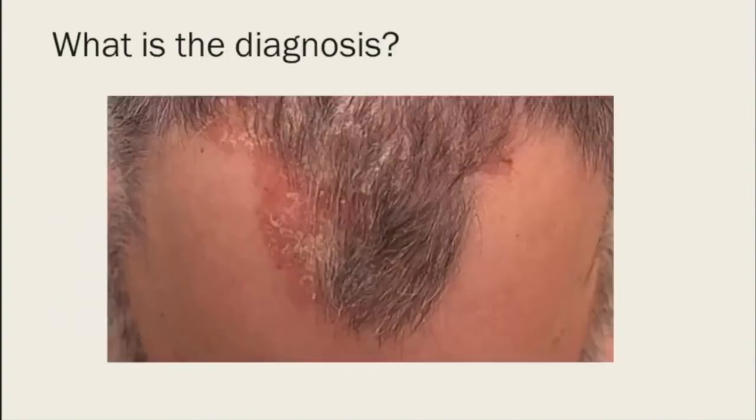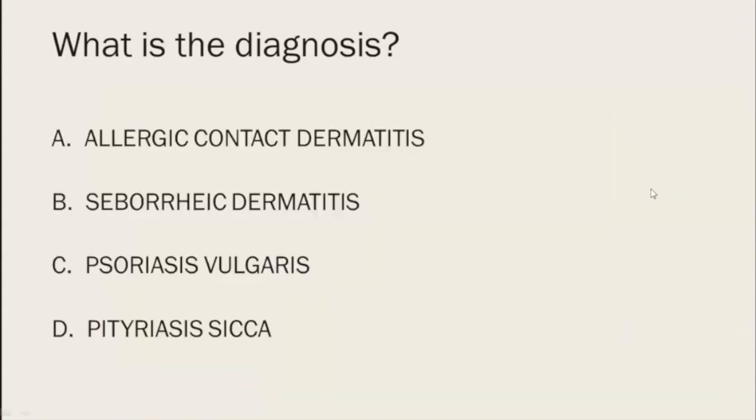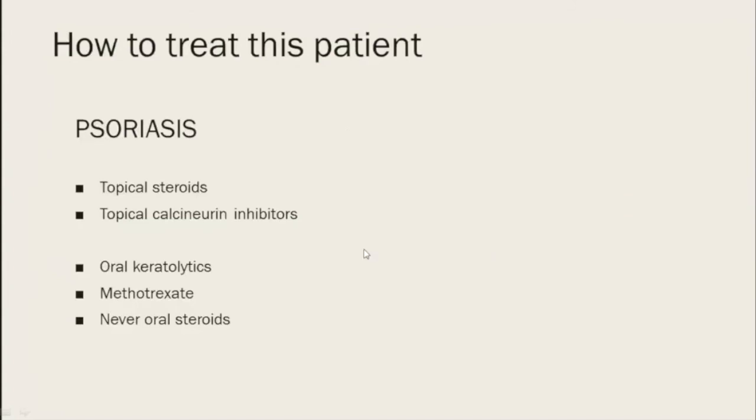Okay. Ito naman. So what is the diagnosis here? We also have erythematous scaly plaques on the hairline, but it extends beyond the hairline. So, ang choices natin are the same: allergic contact dermatitis, seborrheic dermatitis, psoriasis, or pityriasis rosea. The answer is psoriasis vulgaris. So, unlike seborrheic dermatitis, it extends beyond the hairline, and also we have other areas of the body affected.